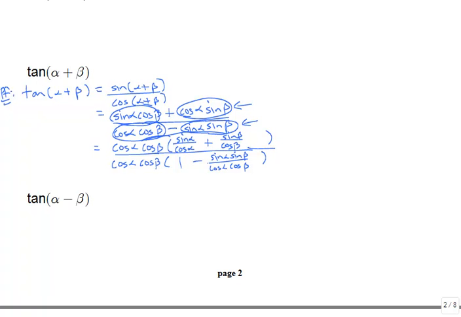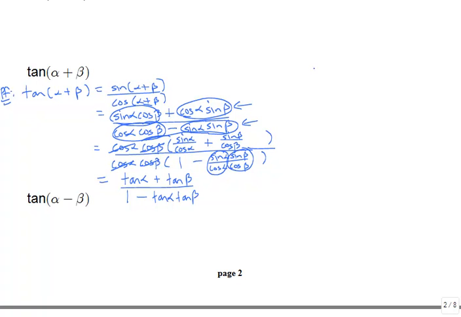Now the nice thing to notice about this factoring is what I pulled out of the top is exactly what I pulled out of the bottom. So that makes me have like factors on top and bottom that I can cancel out. The other thing to notice is that sine alpha over cosine alpha is tangent alpha. And sine beta over cosine beta is tangent beta. And in the denominator, we get that 1, and then we get that minus. Sine alpha over cosine alpha is another tangent alpha, and sine beta over cosine beta is tangent beta.